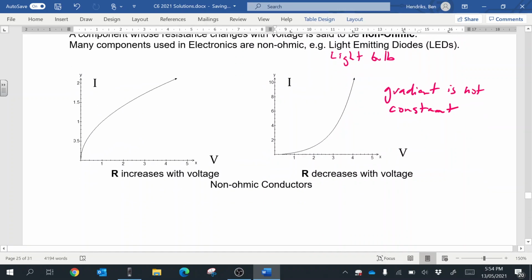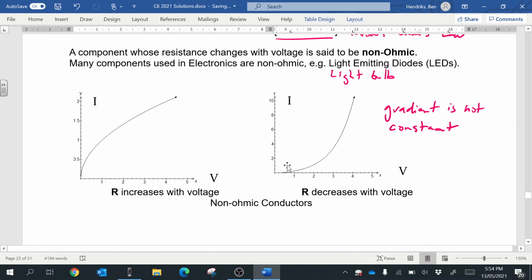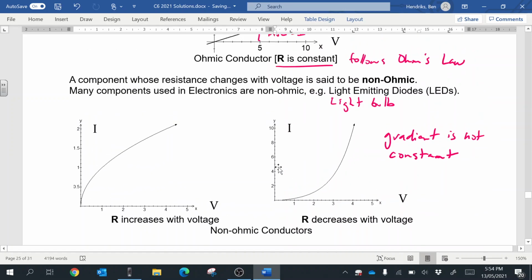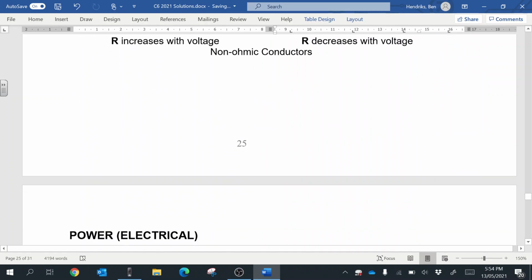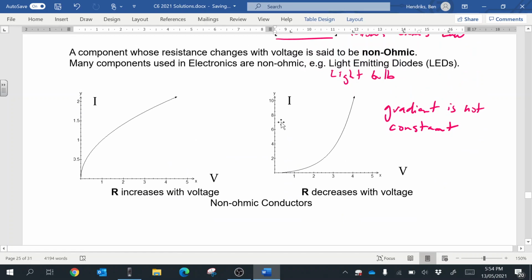Okay, just a word of caution: sometimes you can get segments of a non-ohmic component which would be ohmic for a certain range, but you'll see them in examples as they come up. And we cover power, the electrical power, in the next video.